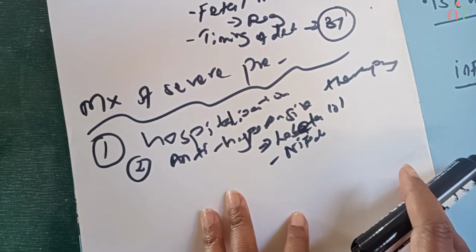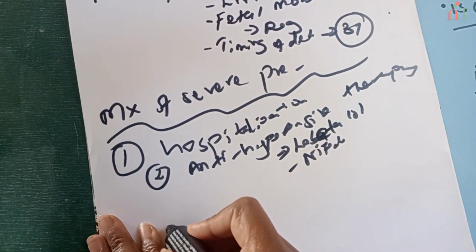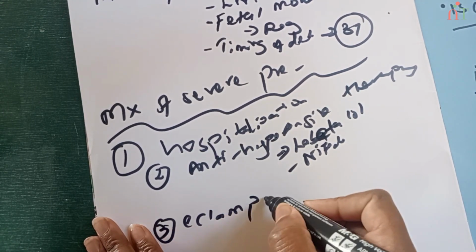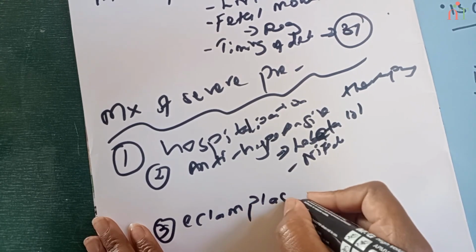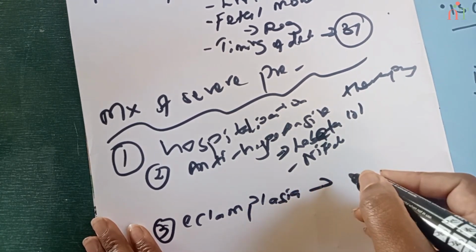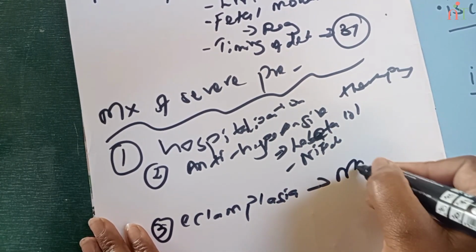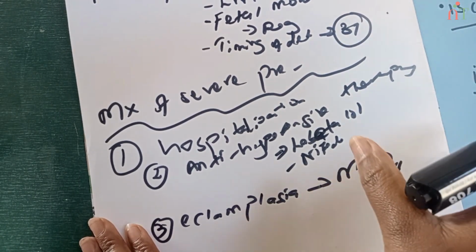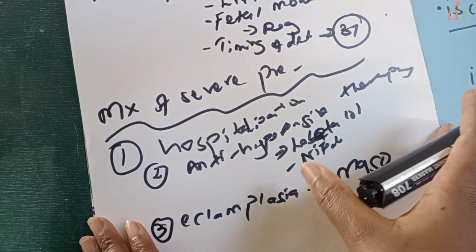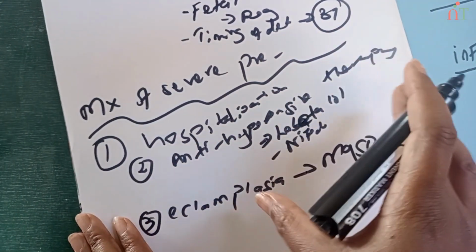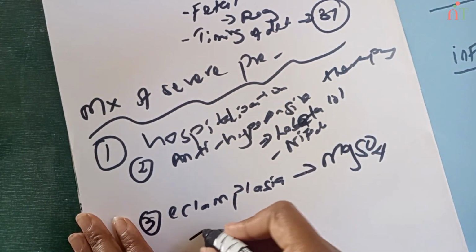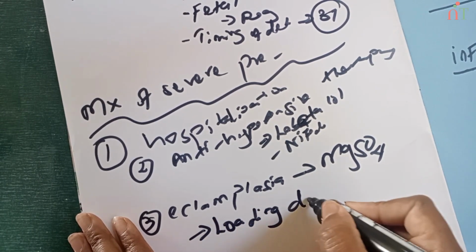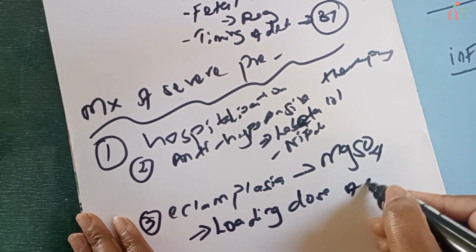If this patient gets eclampsia, how do you manage this? So magnesium sulfate is normally the first line of treatment for primary and recurrent eclamptic seizures. And you do this by giving a loading dose of 4 grams.